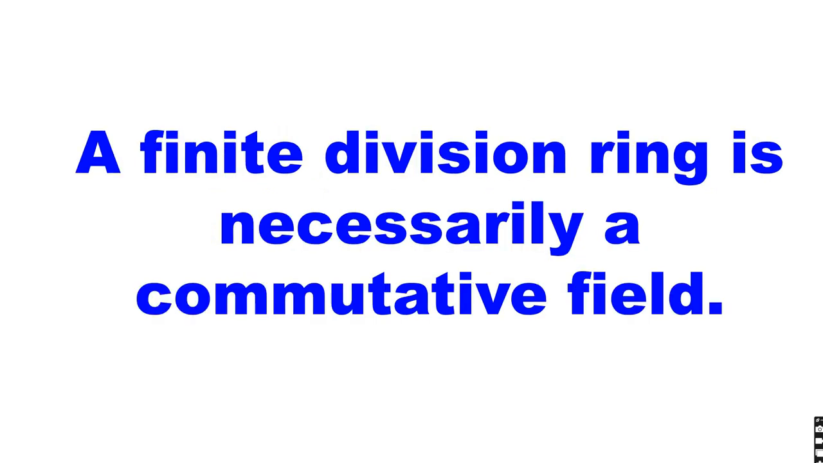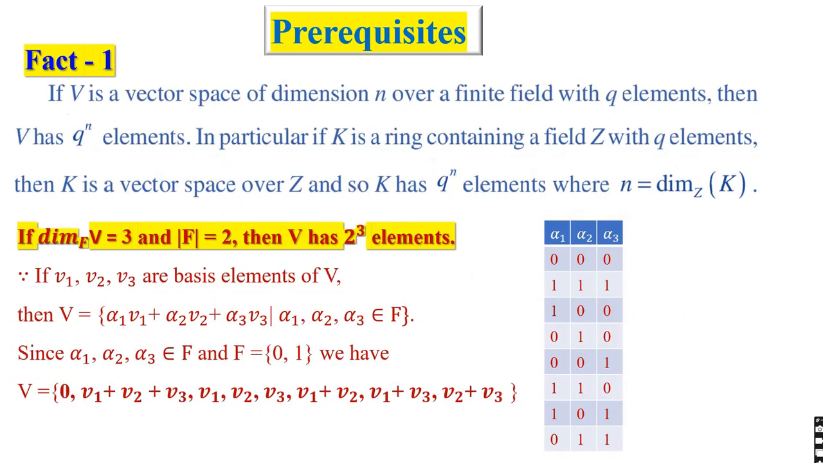In this video, we are going to have the proof of Wedderburn's theorem. It states that a finite division ring is necessarily a commutative field. So to prove the theorem, we are going to have certain concepts. They are given as fact 1, fact 2 and the definition of cyclotomic polynomial. So we are going to have the first proof of Wedderburn's theorem, that is with the help of number theoretical concepts that we will be establishing the first proof.